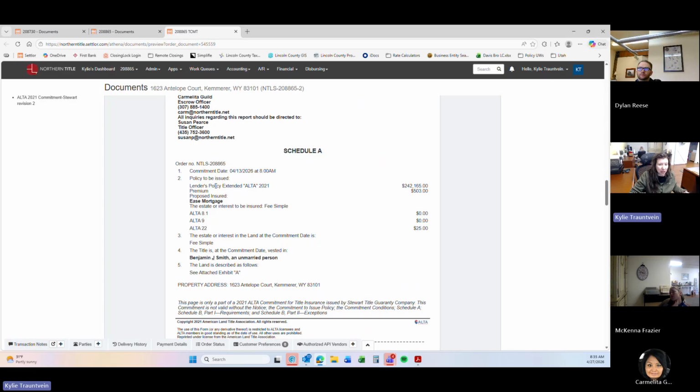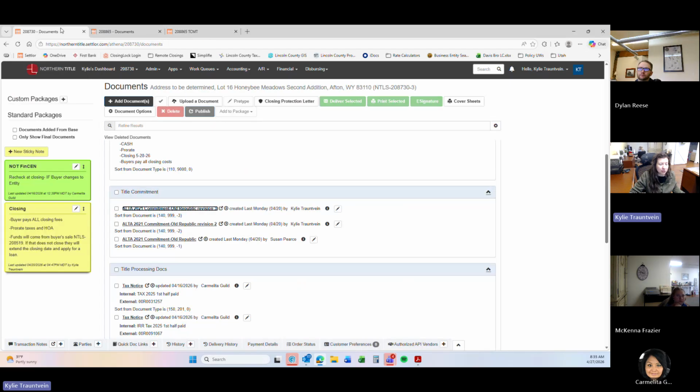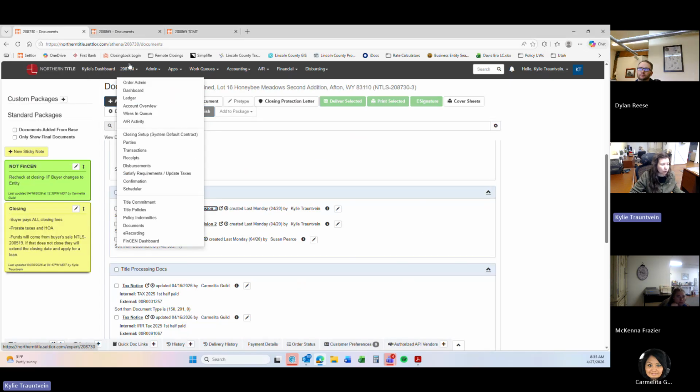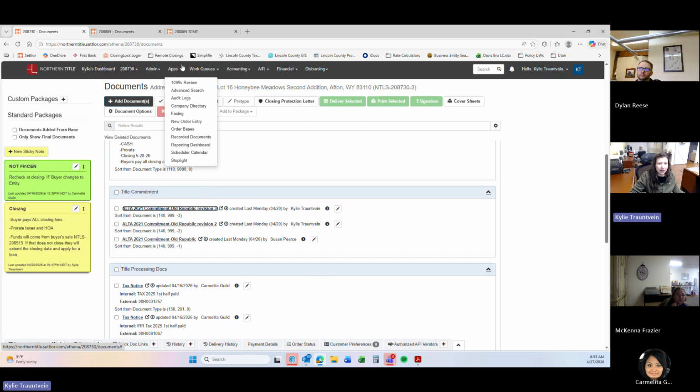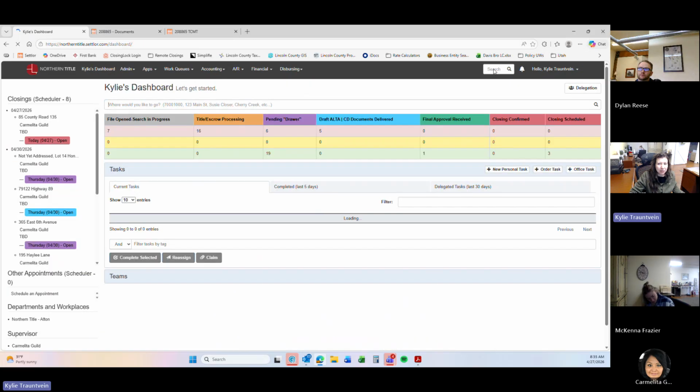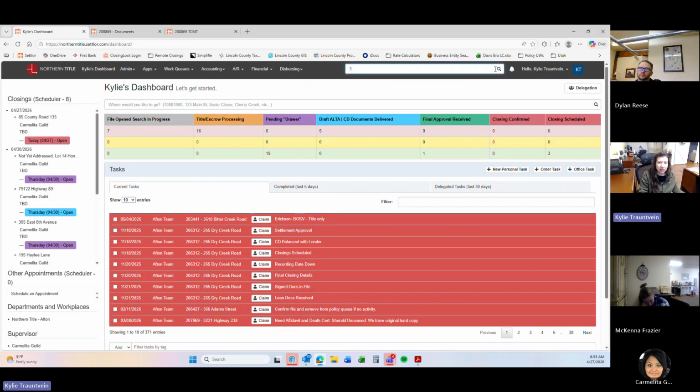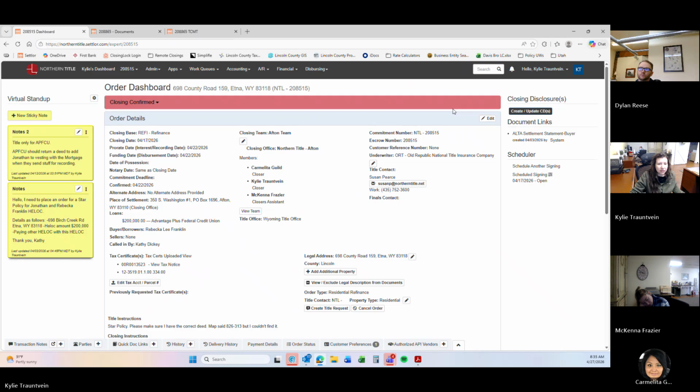The third type of policy that we have started offering in the last couple years here in Lincoln County is what we call a star policy. And those are specifically on Old Republic as the underwriter. I'm trying to remember, was this one that we did a star policy on? Yes, okay. Yes, this was a star policy.